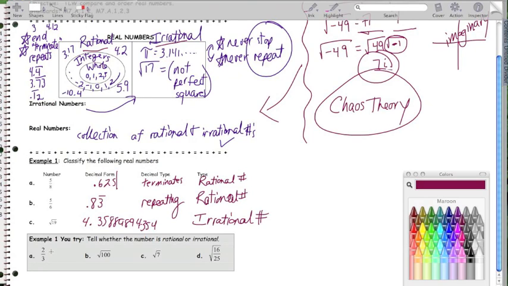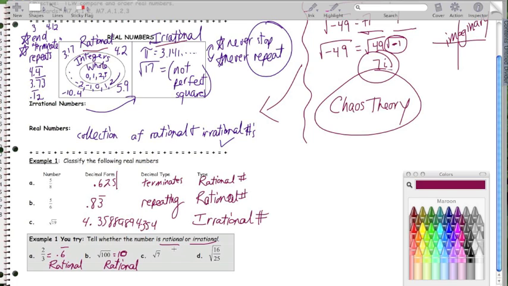Example 1, you try, wants you to go ahead and determine whether the number is rational or irrational. First one, 2 over 3 repeating is 0.6 repeating. It's a nice repeating decimal, so this is a rational number. The square root of 100, even though it's a square root, it's a perfect square, comes out to be a nice whole number, 10, rational number.